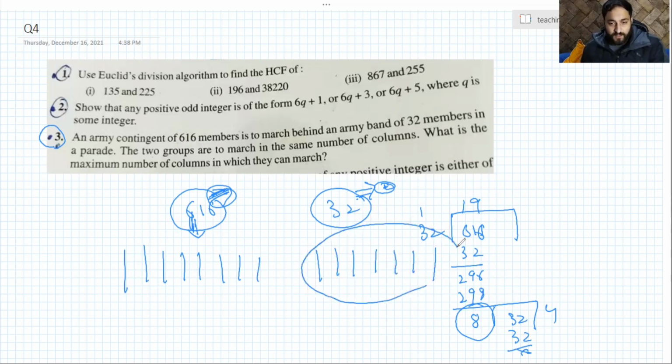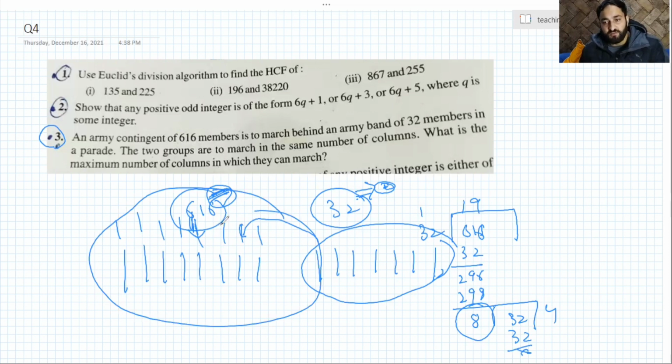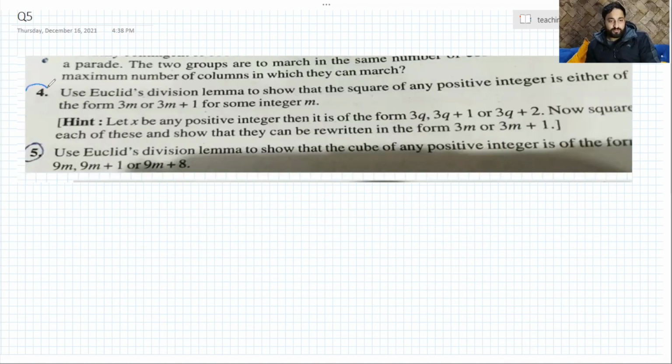Okay, I think they are going to represent these 616 people leading them in the form of 4 4, 8 columns. That's why he wanted us to make 8 columns out of both these numbers. Was that clear? Let's proceed. Now let's come to question number 4.